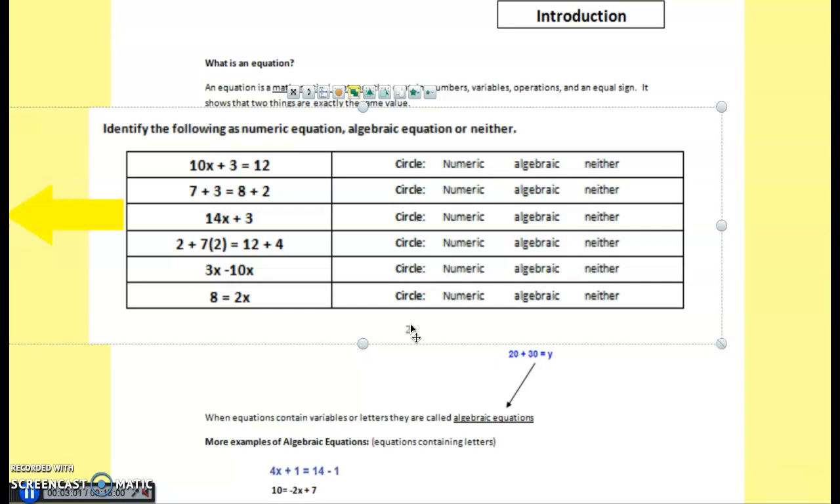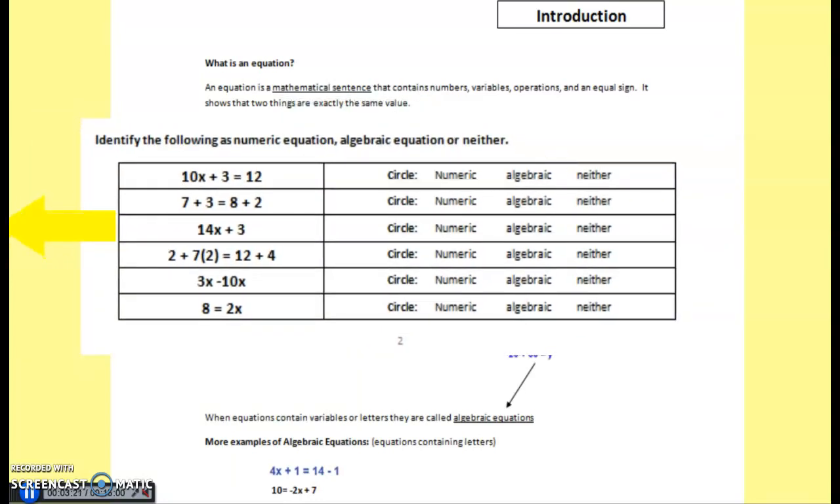If you take a look at the first example, we have 10x plus 3 equals 12. Again, characteristic of an equation, I see an equal sign. So yes, it is an equation. Then ask yourself, does it have just numbers, or does it also have variables? You should have chosen algebraic because it does have variables. If you take a look at the second one, again, I have an equal sign, which is a clear indication it is an equation. When I look at the terms, they're just numbers, so this would be a numerical equation.